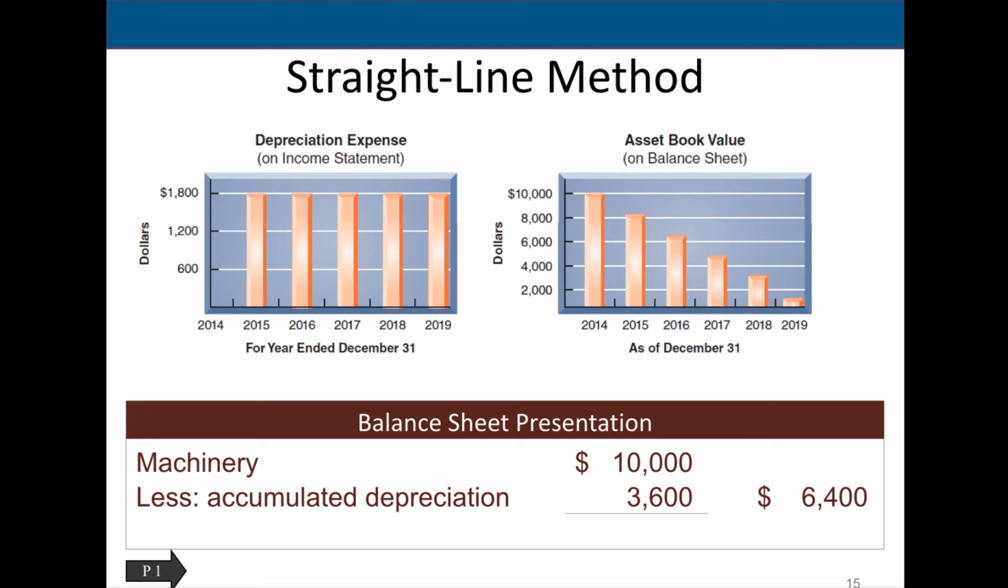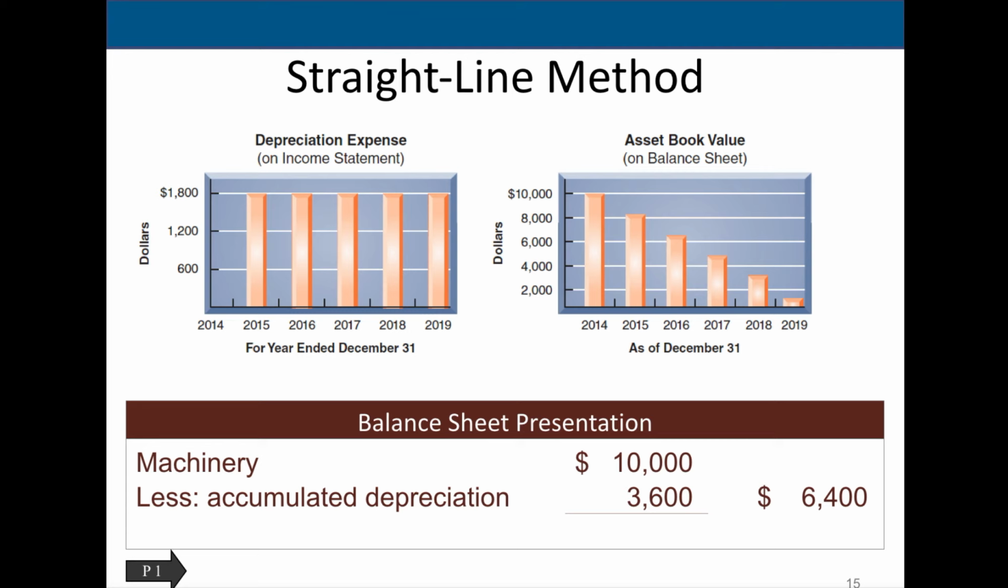So if you looked at the balance sheet for this particular asset, for machinery, assuming we have 2 years that have gone by already, you would see machinery listed at its initial cost. You would also see another line item below it called accumulated depreciation, where it said less accumulated depreciation, and then out to the side you would see the book value.